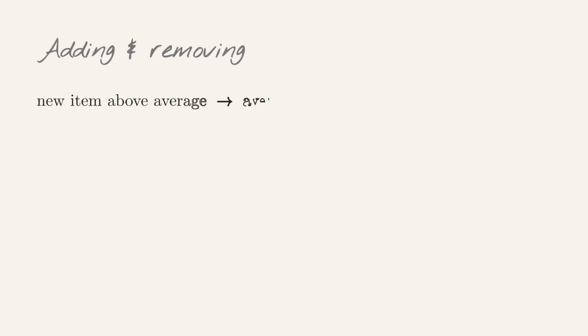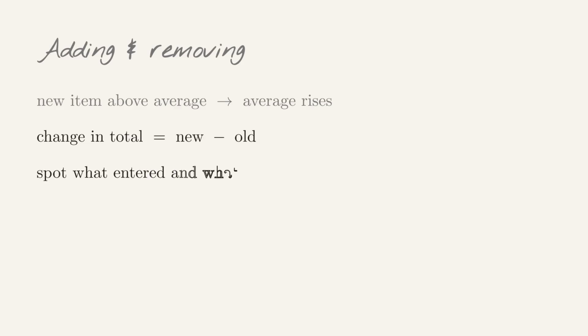When an item joins or leaves, the average moves only by how that item compares to the current average. If a class of 5 averaging 30 gains someone aged 42, the total goes from 150 to 192, and the new average is 32. Track the change in the total, and the new average follows.